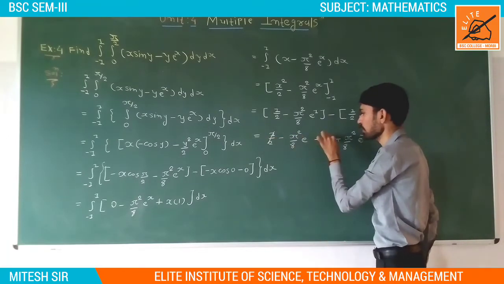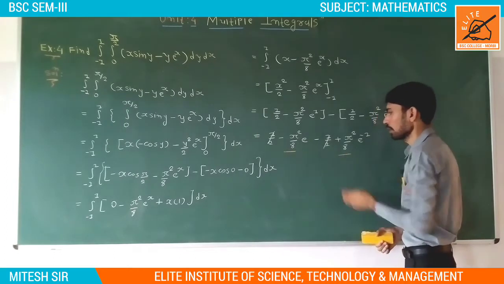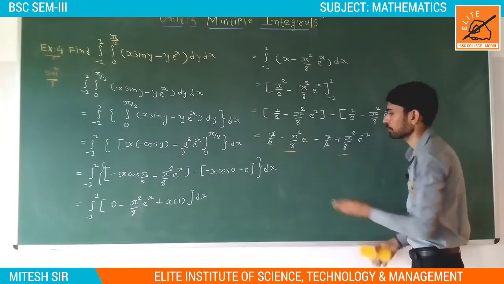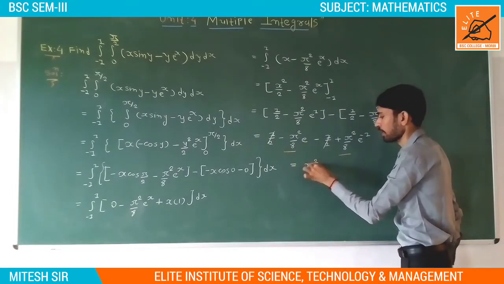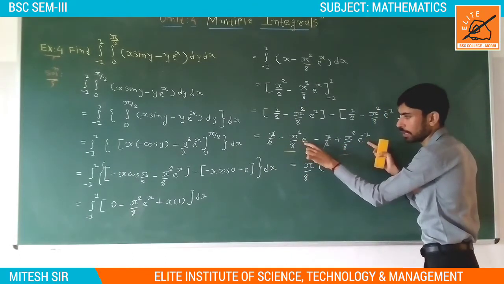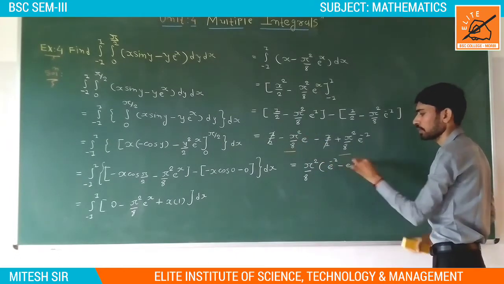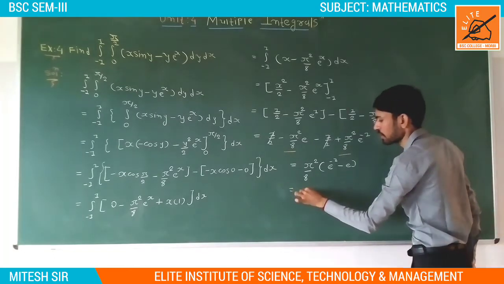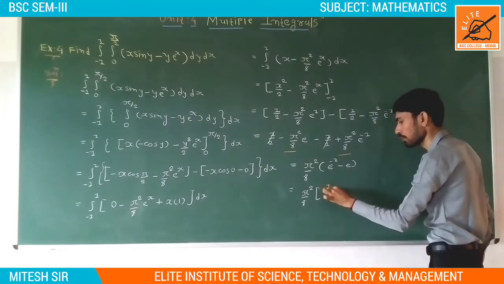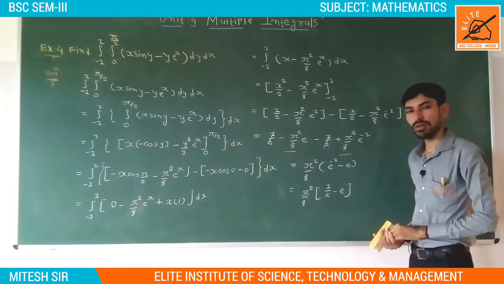So plus 1 half minus 1 half cancel. We have just two terms remaining. In these two terms we take pi square upon 8 as common, outside. So pi square by 8 outside. e raised to minus 1 is positive and e is negative. So first we write the positive term, e raised to minus 1 minus e. So this is the answer, or we can also write it as pi square upon 8, and friends, e raised to minus 1 is written as 1 upon e, minus e. So this is the solution of example number 4.